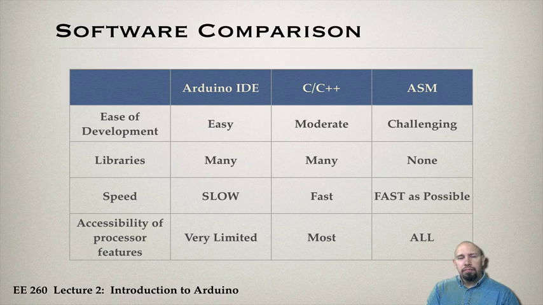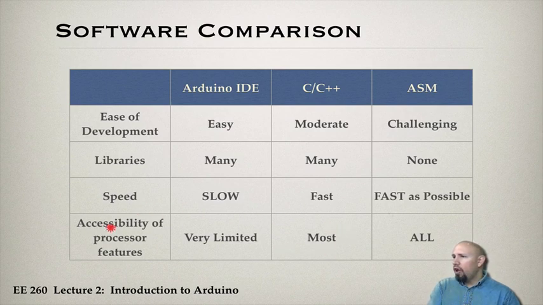The counters, the timers on the Arduino allow you to get 10-bit pulse width modulation, but you cannot do that using the standard Arduino IDE. You're stuck with 8 bits of pulse width modulation, which is not that bad, but it is a limitation.